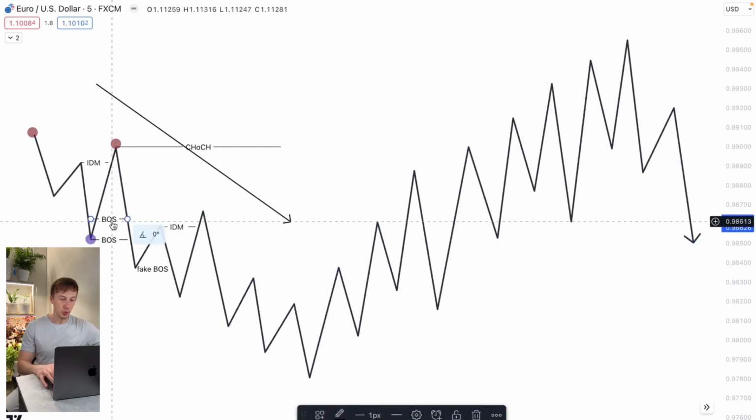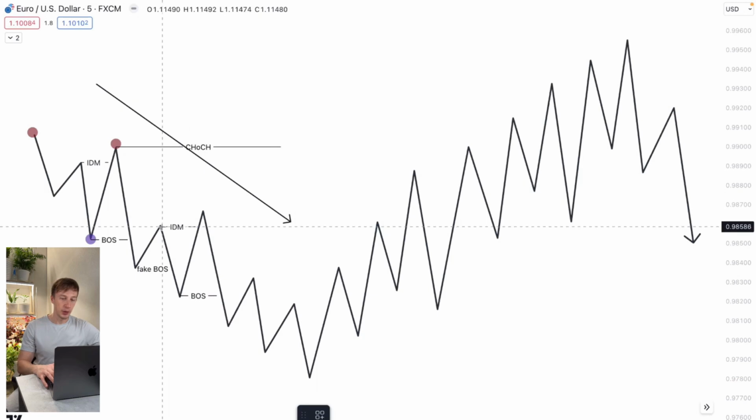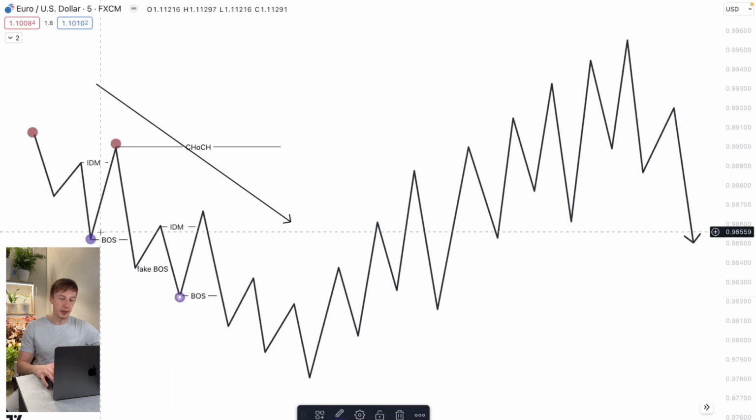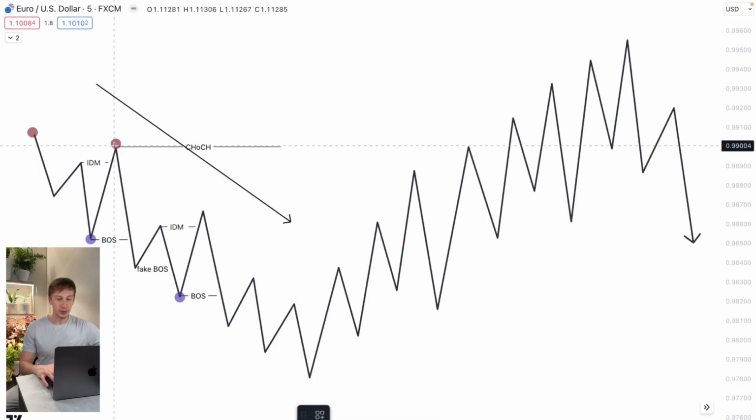Let me remind you of the rule once again. A BOS is formed only after new liquidity appears. Here we had the lower point of the BOS, then there was a pullback, a break of structure, and it is from this moment that the count for the new BOS begins.